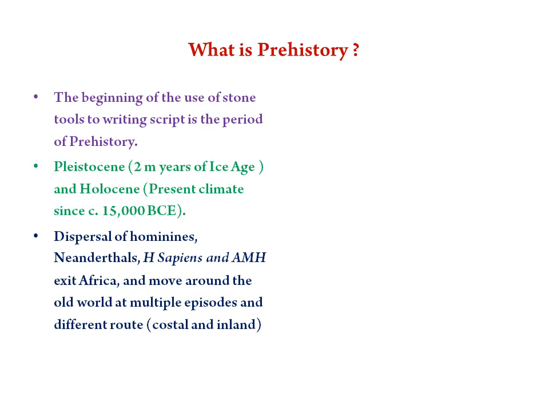The past of humans, or the cultural history, can be broadly classified into two, that is, prehistory and history. Prehistory is the period from the beginning of the use of stone tools to writing script.